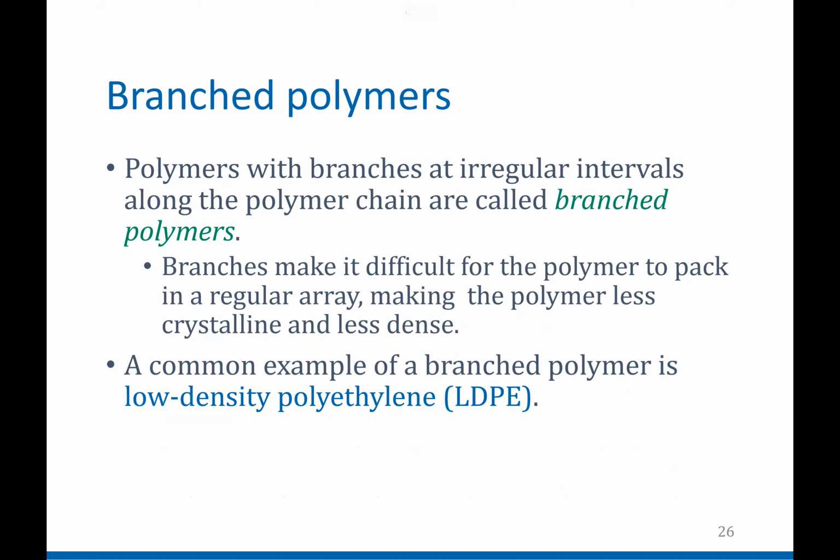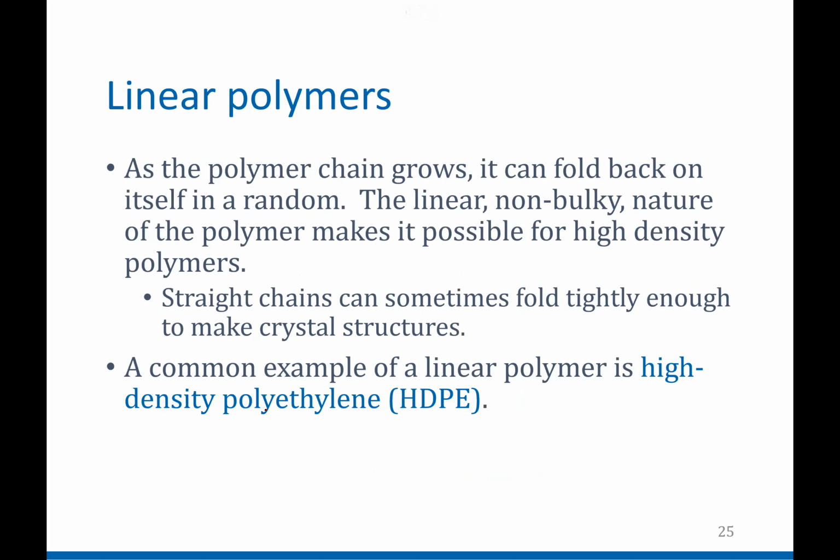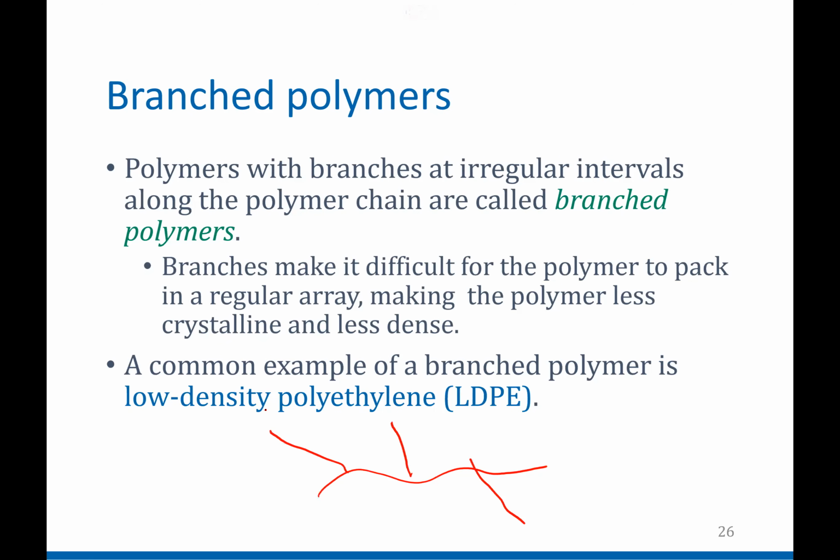Then we talked about branched polymers. This is exactly what it sounds like. You can think of a tree with branches, right? So a branched polymer has branches or carbon chains that stick off of the main chain. An example of this is low density polyethylene. The reason that linear is high density and branched is low density is because of the shape. The branches make it hard for the polymer to fold and pack itself together, so it creates space in that molecule, which lowers the density.